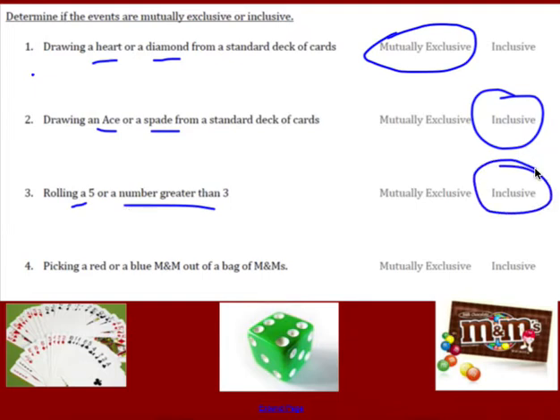Picking a red or a blue M&M out of a bag of M&Ms. Can you be a red and a blue M&M? No, you can't. You can't be two different colors. If you notice, M&Ms are solid colored, so you can't be both. Because you can't be both, that makes it mutually exclusive.